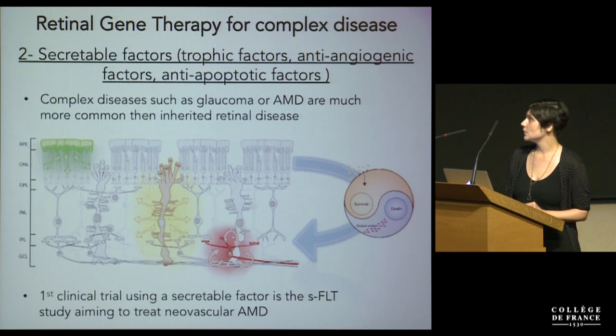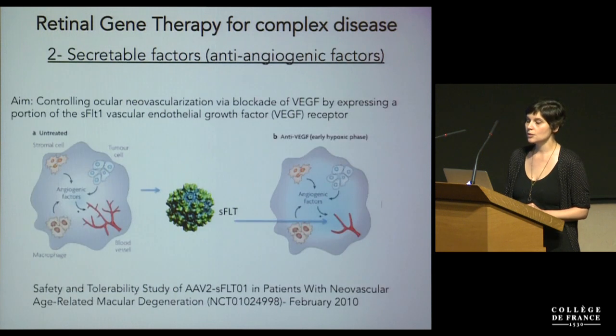The first clinical trial using a secretable factor has been the S-FLT study, aiming to treat neovascular AMD. This was an effort undertaken by Genzyme, who's now a Sanofi company, and what they did was aim at controlling ocular neovascularization via blockade of VEGF by expressing a portion of the soluble FLT receptor in order to keep endothelial growth factor under control. An adeno-associated virus, an AAV, was used again to express S-FLT, and this was administered to patients with neovascular AMD. This has been going on since 2010, and hopefully we will have results soon at the completion of the trials.